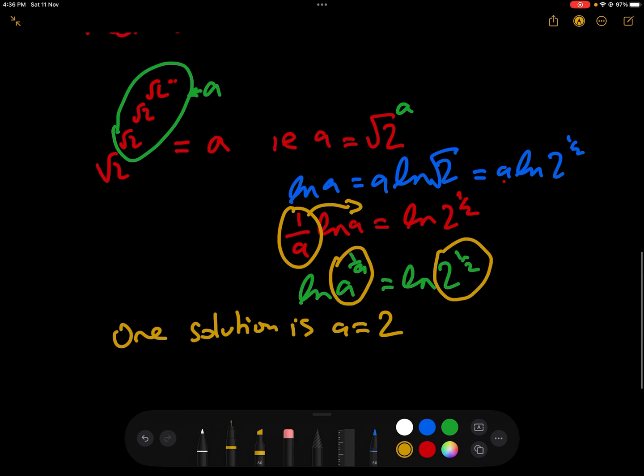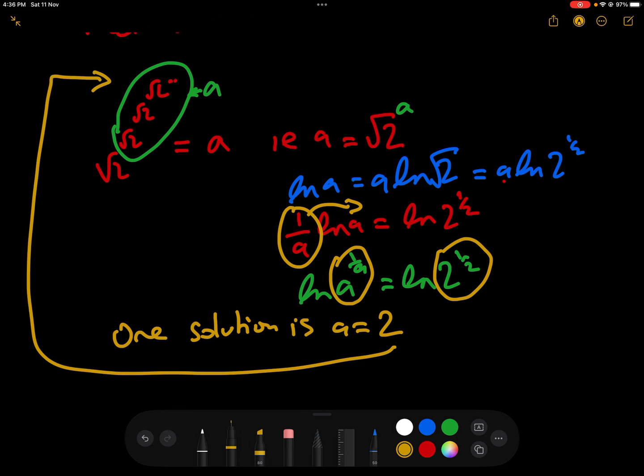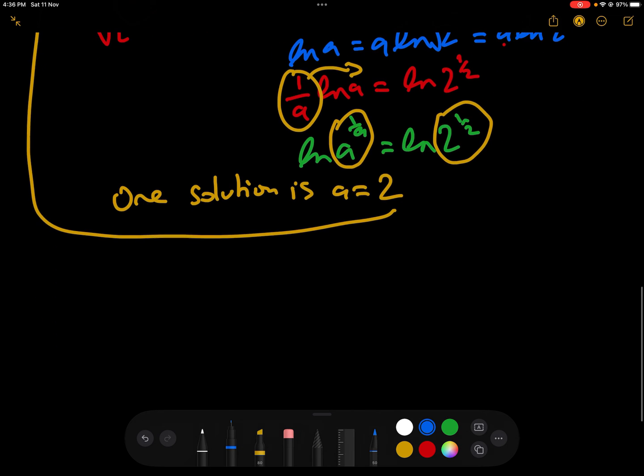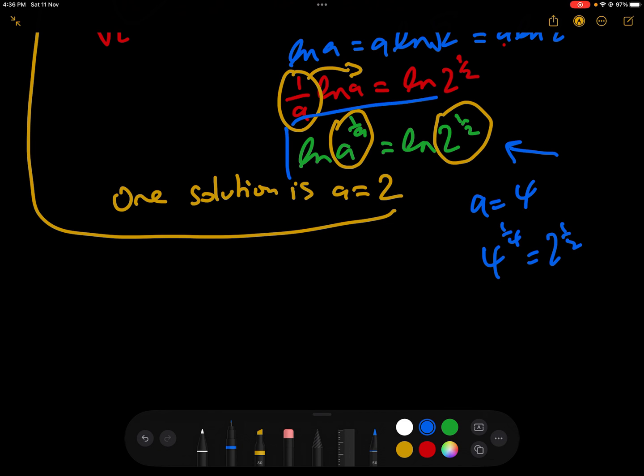One solution is a equals 2. So going back all the way to here, we have proved that root 2 to the power root 2 to the power root 2, ad infinitum, equals 2. There is actually another solution to this though, which is 4. If we look at this and we put in by inspection a equals 4, 4 to the power of a quarter is the same as 2 to the power of half.